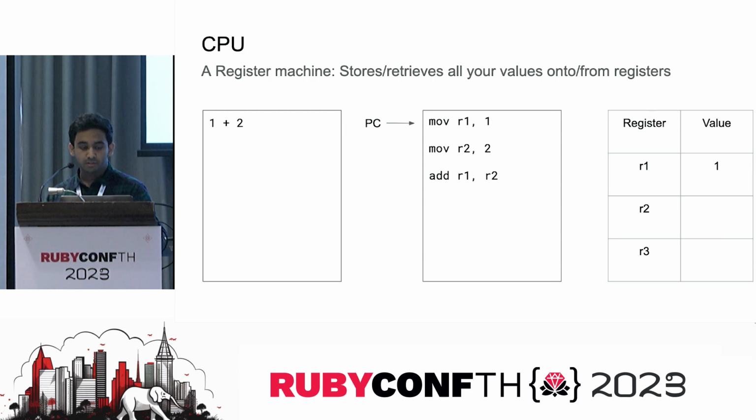So over here we are moving 1 onto our R1 register, and when we go to the next instruction, we move 2 onto R2, and when we call add R1 R2, the addition happens, but then the value gets stored in R1. So this is how it differs from your stack based machines. And this is basically how these two kinds of machines work with values.